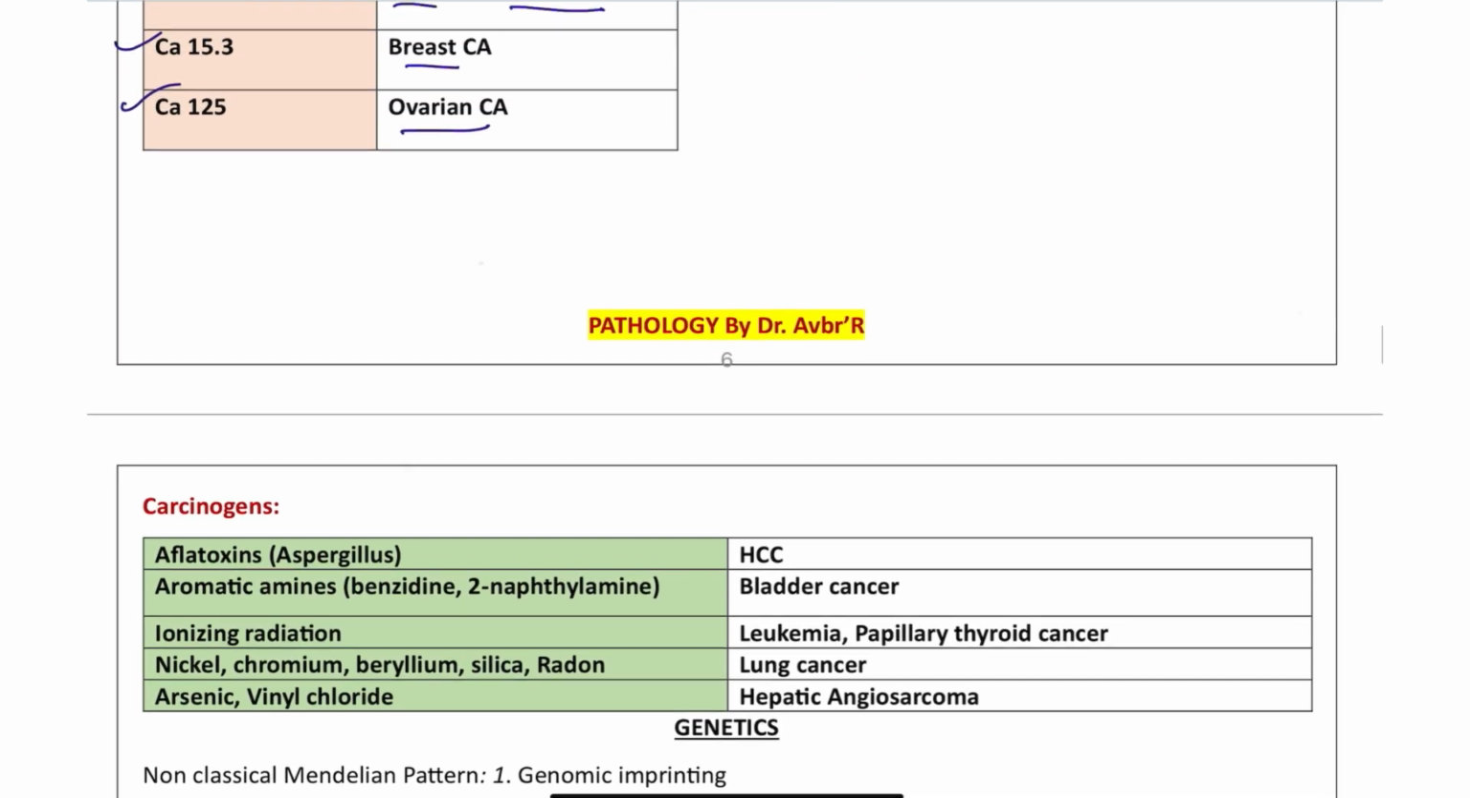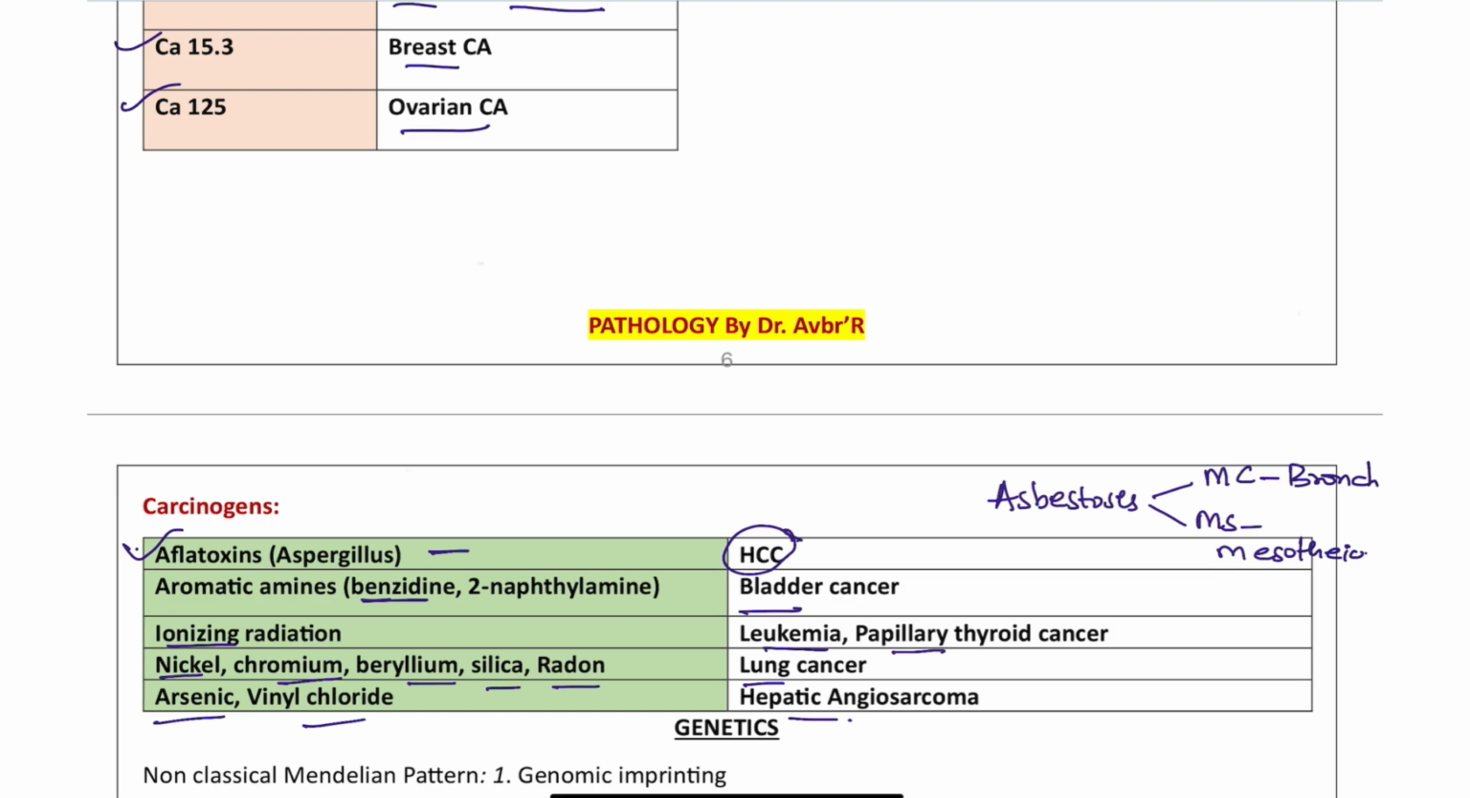And next, carcinogens: aflatoxins, aspergillus for the hepatocellular carcinoma and benzidines for the bladder, and ionizing radiation for leukemia, papillary thyroid cancer, nickel, chromium, beryllium, silica and radon for the lung cancer, arsenic and vinyl chloride for hepatic angiosarcoma. And asbestosis has two types, most common and most specific. Most specific will be mesothelioma and most common is the bronchogenic cancer.